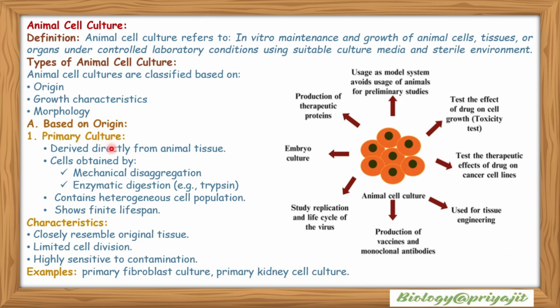Based on origin, primary culture is derived directly from animal tissue, and the cells are obtained by mechanical disaggregation or enzymatic digestion such as trypsin digestion. It contains a heterogeneous cell population and shows a finite lifespan. So what are the characteristics of primary culture? It closely resembles the original tissue, and there is limited cell division. It is highly sensitive to contamination. Examples: primary fibroblast culture, primary kidney cell culture, etc. This is the image showing the different aspects of animal cell culture.